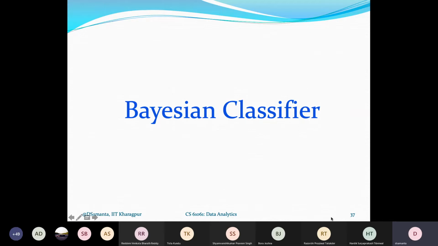So let's start our class today. In this class, we shall complete the total discussion on Bayesian classifier. We have started an introduction about this type of classification technique. As I told, the Bayesian classification technique is based on Bayes' theorem on probability, and Bayes' theorem can help us to calculate the reverse probability.